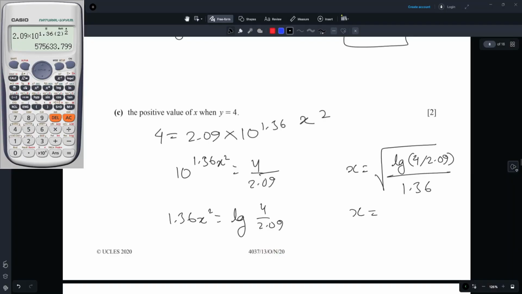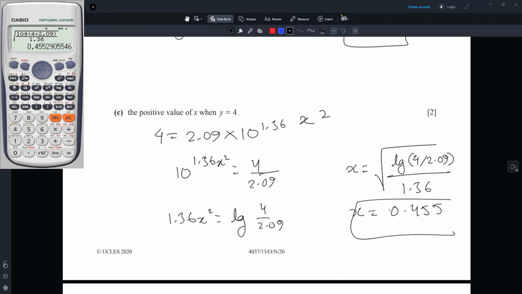So x equals root, lg means log here in this calculator, log 4 over 2.09 divided by 1.36. Syntax error. Give me a second. 0.455. Simple as that.